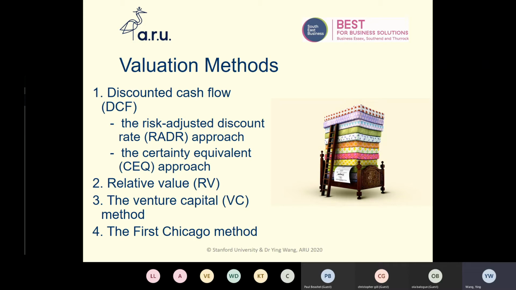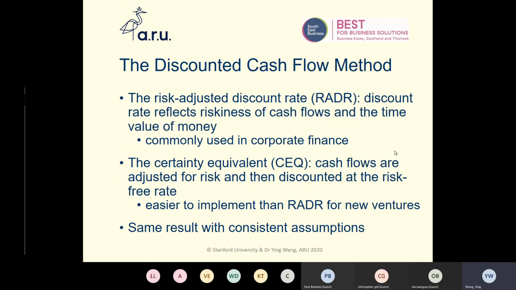So for discounted cash flow, we have the risk-adjusted discount rate approach and the certainty equivalent approach. Both methods use discounted cash flow, but they have different ways to evaluate. I'll show you in a sec. The relative value method is where the business will use a multiple of the business to find out the value of the business. Venture capital is another way. I will take you through them in more detail now.